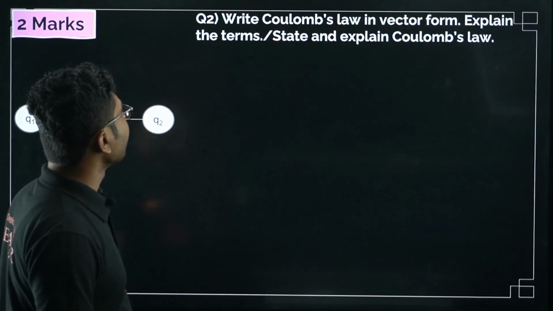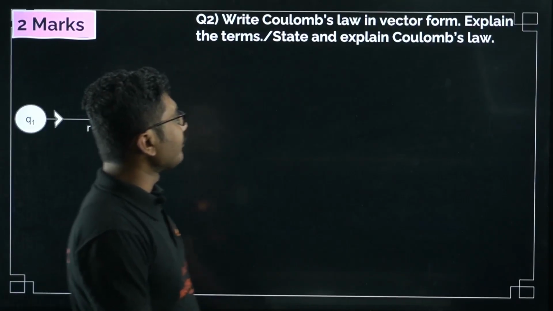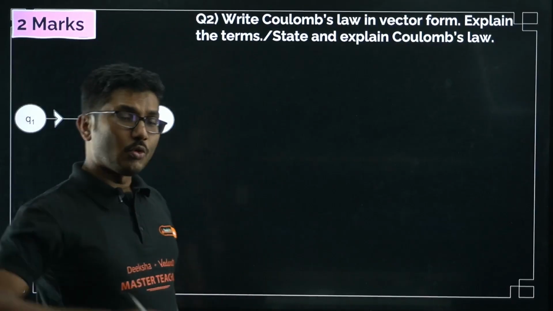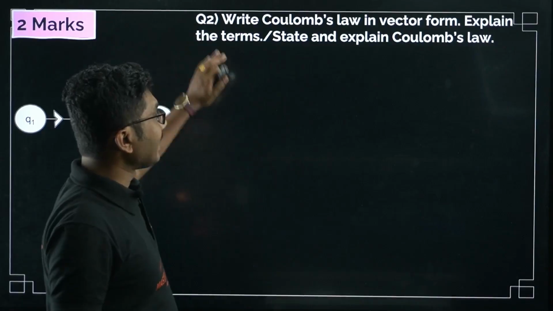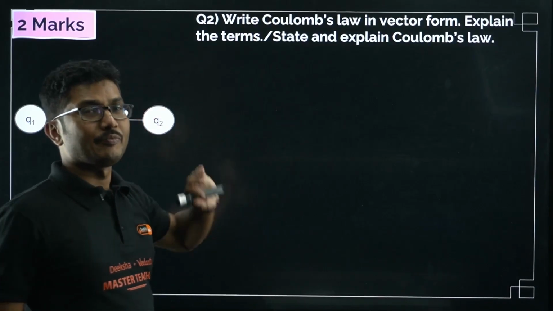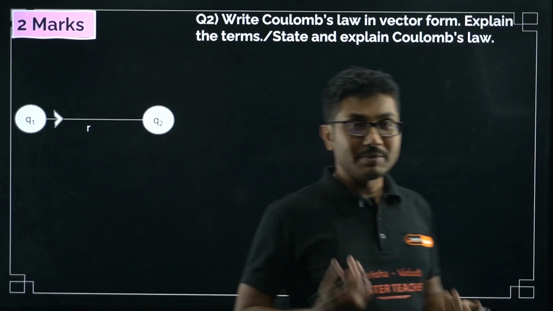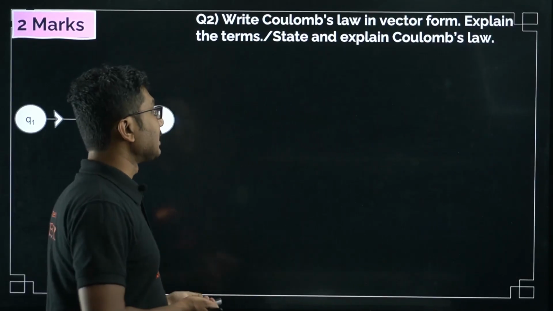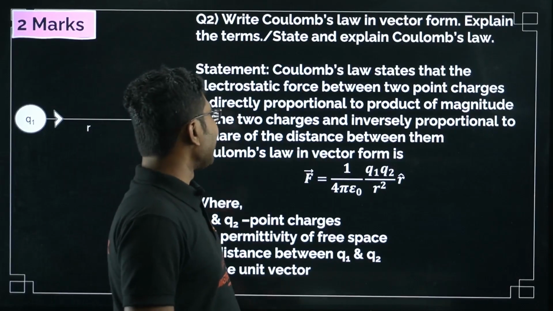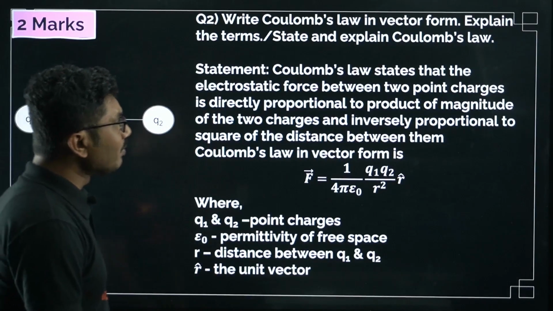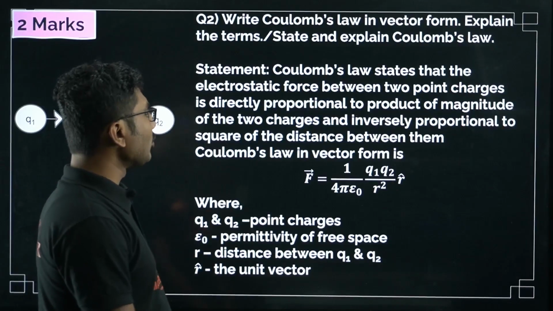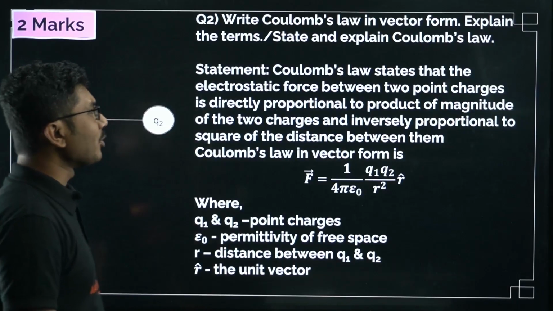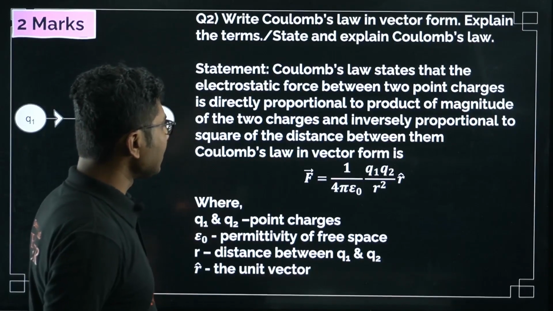Now next question, write Coulomb's law in vector form, explain the terms, and state and explain Coulomb's law. So both questions can come, vector form or statement. Okay, vector form usually comes as a 3 marker question. Normal Coulomb's law is generally a 2 marker question. Let's see the statement. Coulomb's law states that the electrostatic force between 2 point charges is directly proportional to the product of the magnitude of the 2 charges and inversely proportional to the square of the distance between them.